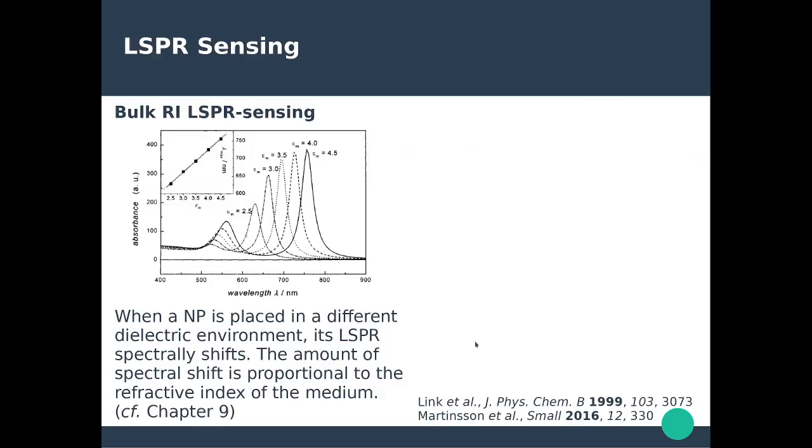Now we're going to move to something which explores a different aspect of the localized surface plasmon resonances, and that's localized surface plasmon resonance sensing. LSPR sensing is a different type of optical spectroscopy. You're looking at the absorption or scattering spectra, and at how this optical spectrum changes as you change the surrounding medium. When you change the dielectric permittivity of the surrounding medium, you're changing the plasmon resonance. We've discussed that extensively in chapter 9.